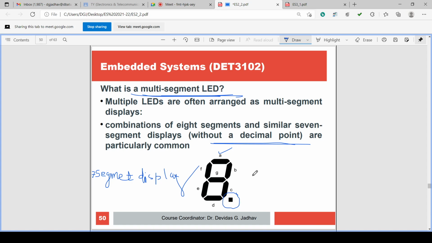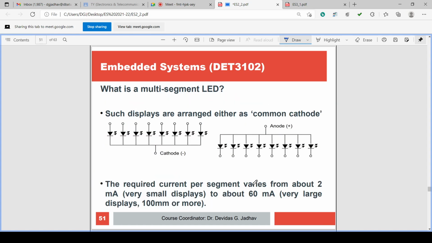Now suppose you want to glow all these 8 LEDs, so what is the current required? 8 times the individual LED current, isn't it? All 7 segments plus the additional decimal point, all 8. 8 multiplied by single LED current will be the total current. That's why multi-segment LED design must consider the maximum current possible. If the microcontroller is not able to provide that current, a buffer-like provision can be made. So this is about the 7-segment LED.